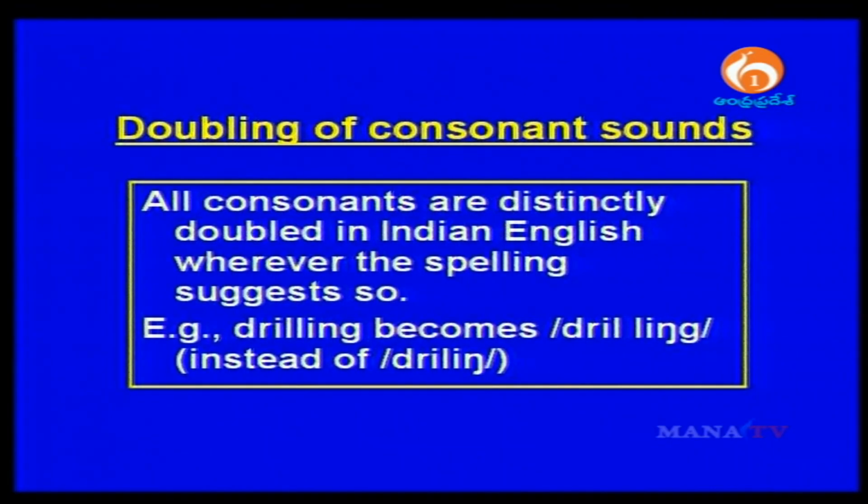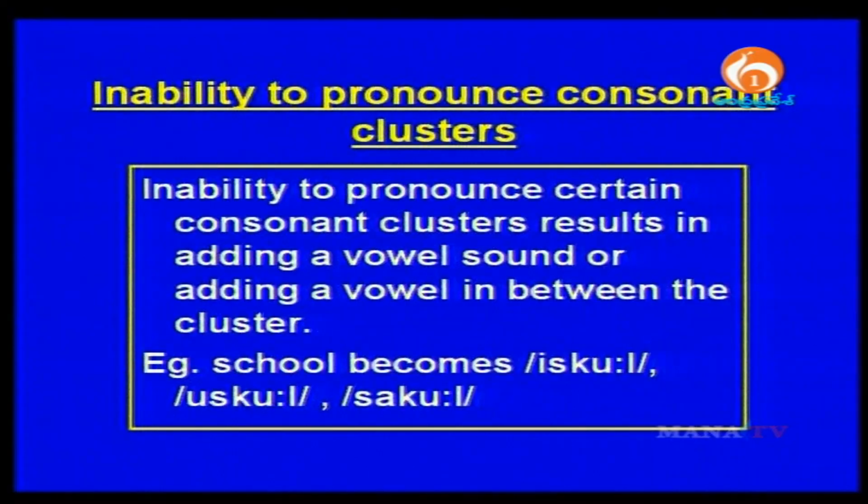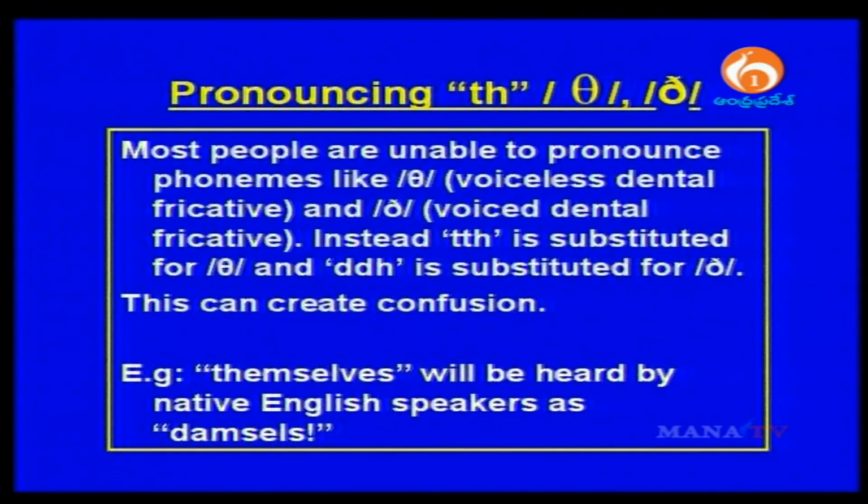Doubling of consonant sounds is another problem we observe. Drilling becomes drolling instead of drilling. Another major problem which is observed across states like Bihar, Orissa, Bengal, and so on is consonant clusters pronunciation. School, for instance, becomes iskul or uskul or sakul, and so on.